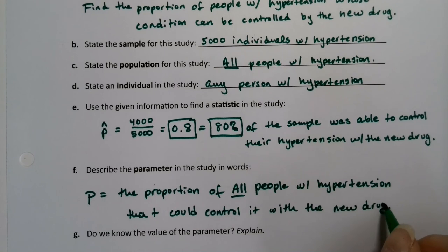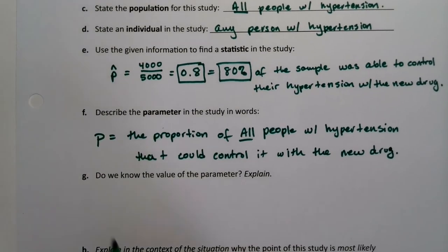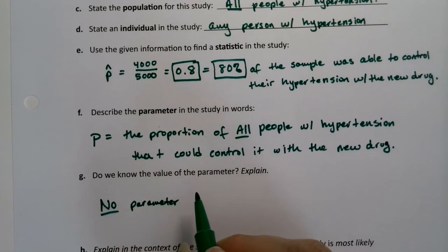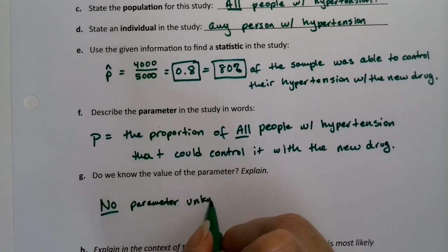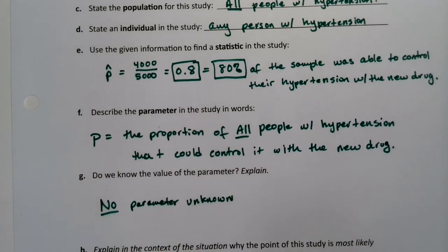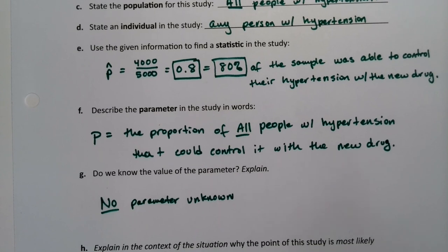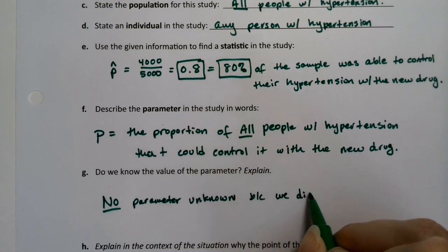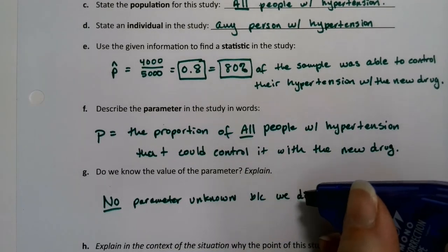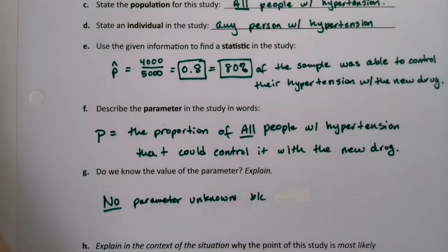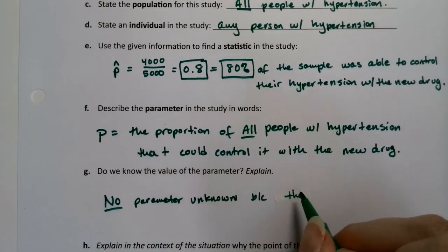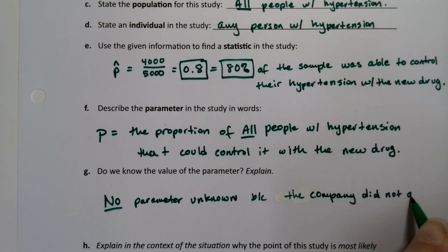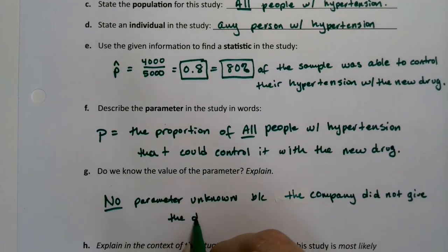Now, of course, we don't know the value of this parameter. So that's the answer to this next question. No, the parameter is unknown. Why? Well, because we didn't give the drug to everybody, right? To know the parameter would mean I have to take all people on the planet, in the country, something like that, and give them all this drug. So parameter unknown because we did not give, or the company, I guess. It's not us. We're not doing it. The company did not give the drug to all people.